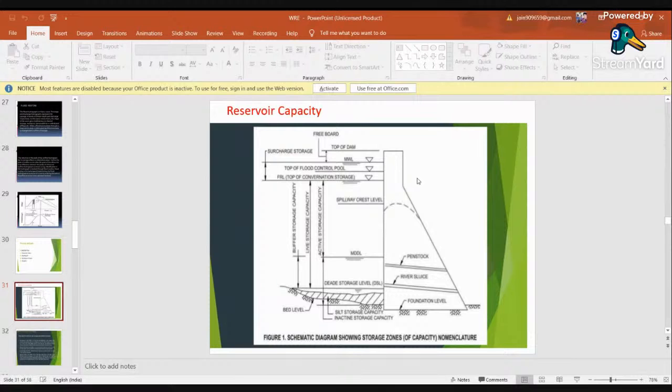DSL is the level of water in a reservoir corresponding to dead storage capacity, below which the reservoir does not operate. So below the DSL level, there is no use. This is not of our use. The last one is the full reservoir level, FRL. The FRL is the level of water in a reservoir corresponding to conservation storage capacity.